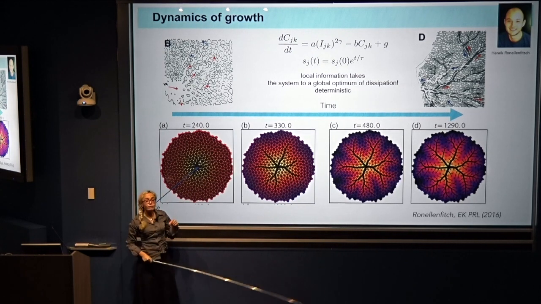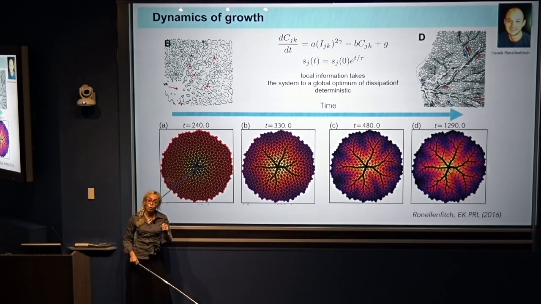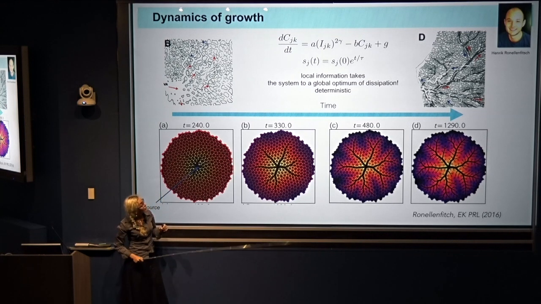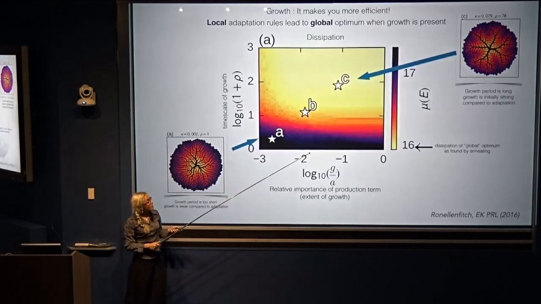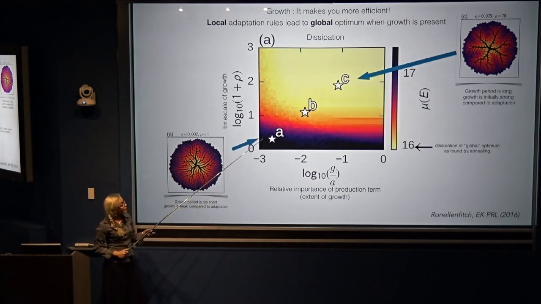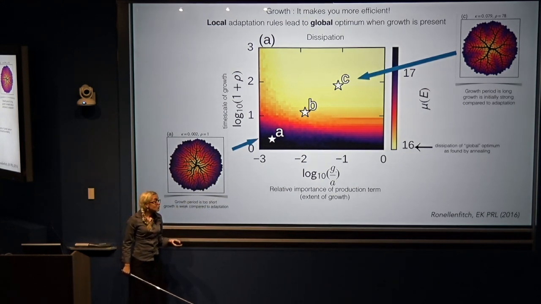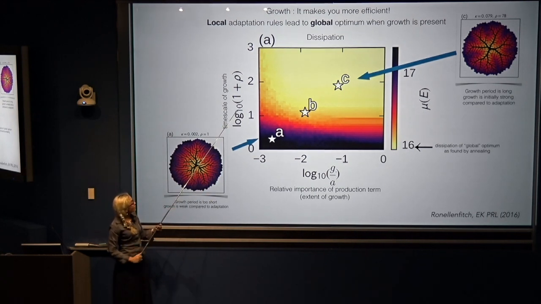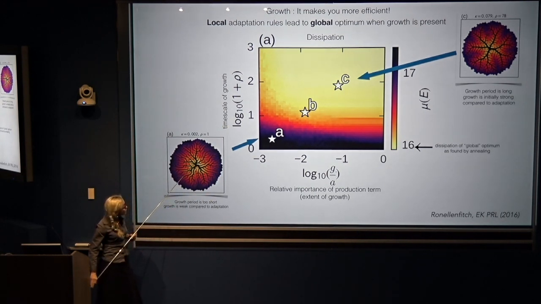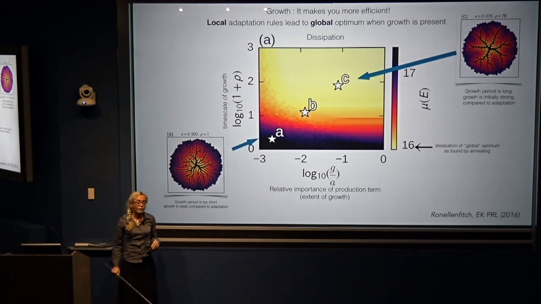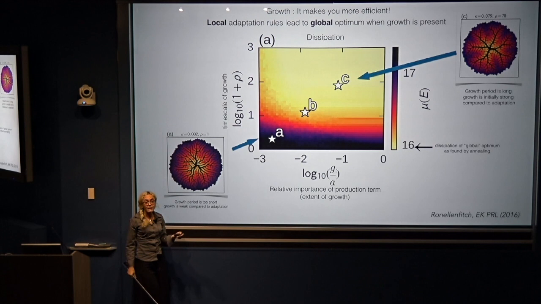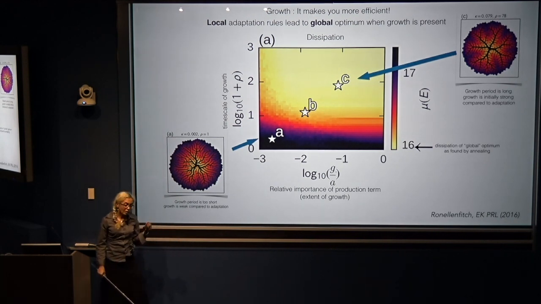Now, this is a local information equation. Each vessel only knows what it's doing itself, right? And as we will see in this slide, that equation takes you to a minimum of dissipation. So here is the energy. This system has to transfer flow, right? That is its goal. So what the system cares about is transferring the flow, satisfying the boundary conditions, with as little power as possible.